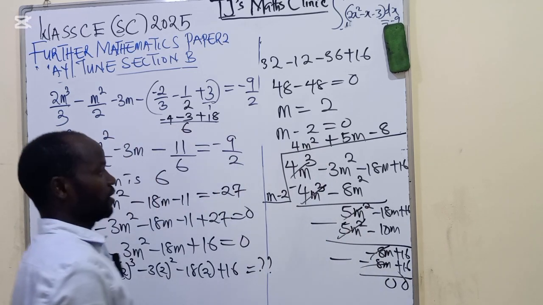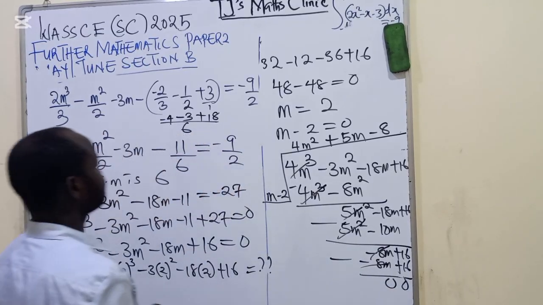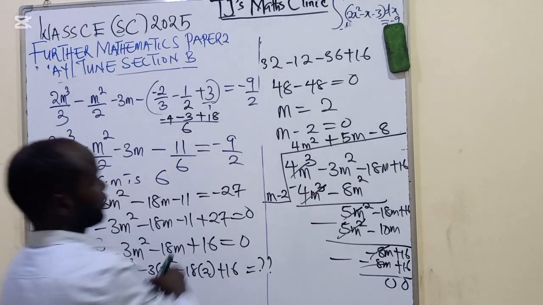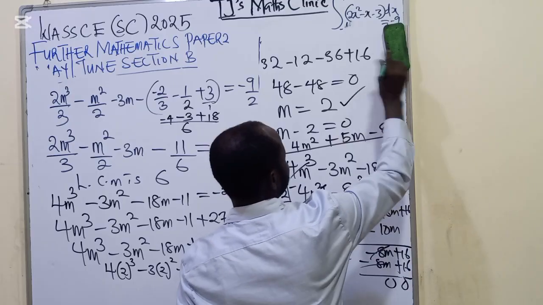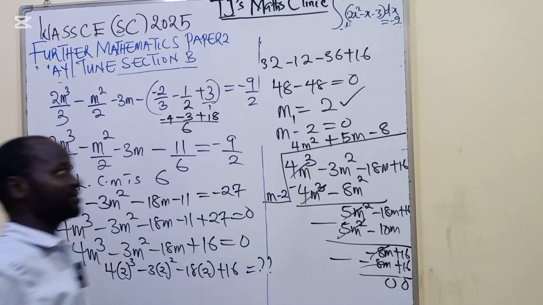So, truly, this is a factor because the remainder is giving us 0. So, we have one of the factors here, m as 2. So, it means we have gotten the first value of m. Let me just put m1 as 2.